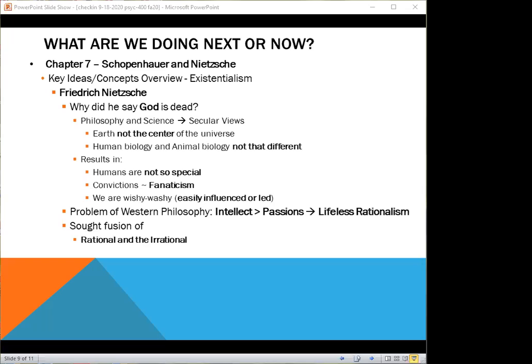We have this irrational aspect, and we cannot ignore it. We don't need to ignore it. We need to find some way to fuse it together with our rational side, because if not, then we are losing a good portion of ourselves. So again, remember, this backlash to Enlightenment, they are basically saying we need to embrace our feelings, embrace our passions. And again, something that would be totally opposite of what we saw during the Enlightenment phase. All right.